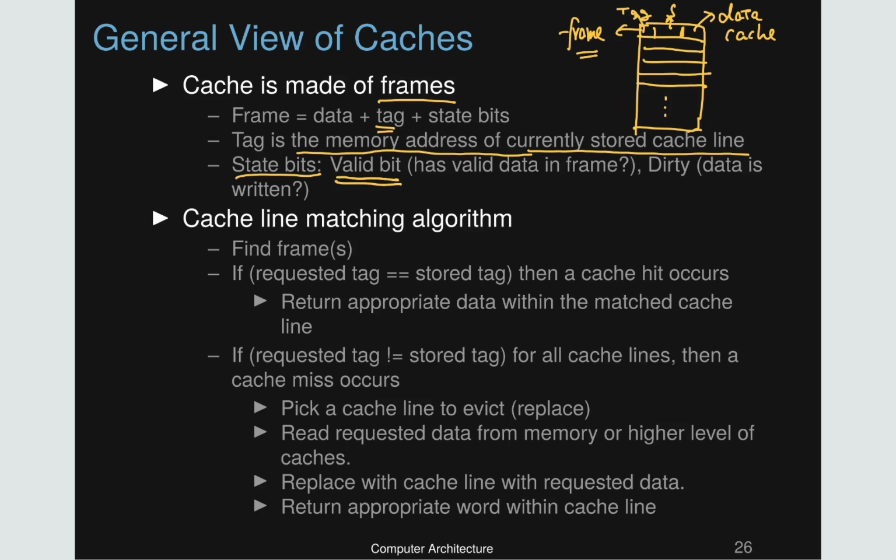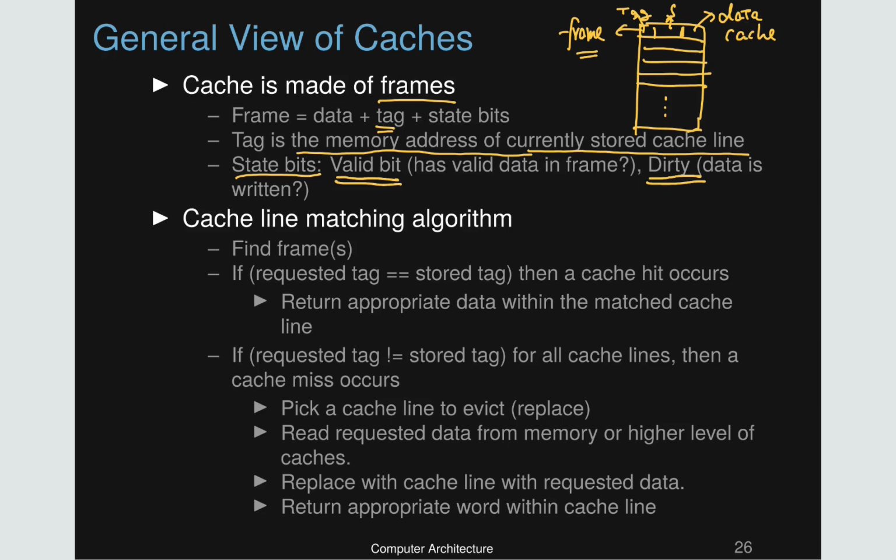At the beginning of the execution of any system, the cache is going to be empty. Then the cache lines usually do not have valid data. After a while, as we gradually bring in data from the memory into the cache, we start to have valid frames and valid data in the frames. Besides the valid bit, the status bits are also used to indicate whether the data has been written or not, or simply whether the data is dirty or not.